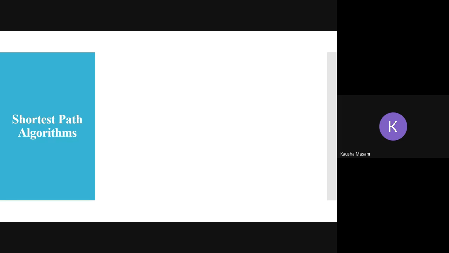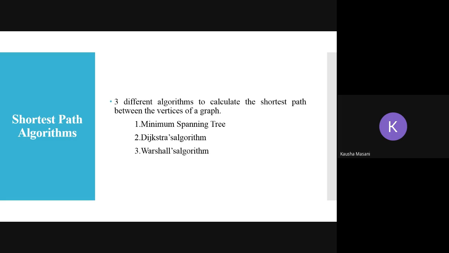Warshall, correct? And Dijkstra's. Okay? The 3 algorithms that we have already seen in your 3rd semester. That's why I told you that it is going to be a memory test today. So I'm not going to take the test. 3 different algorithms that we use to calculate your shortest path between the vertices of your graph. That is a minimum spanning tree, Dijkstra's algorithm and Warshall's algorithm.